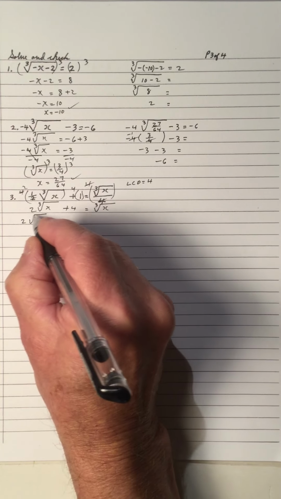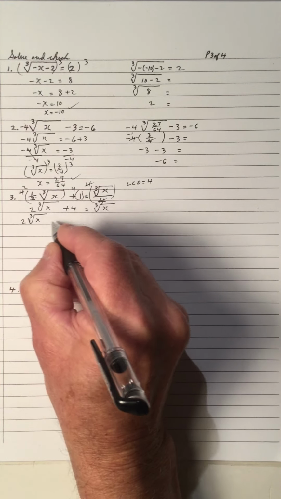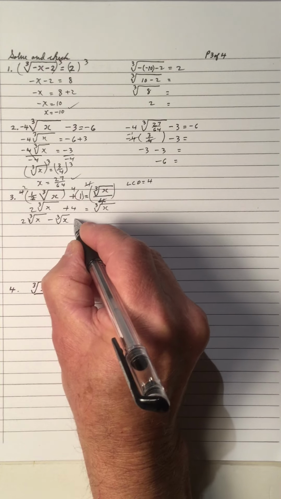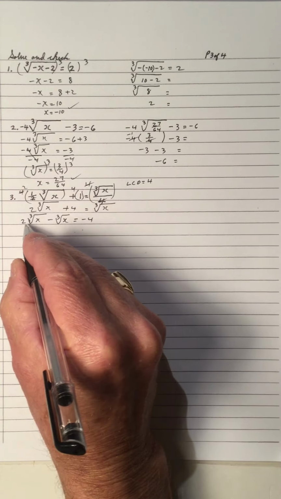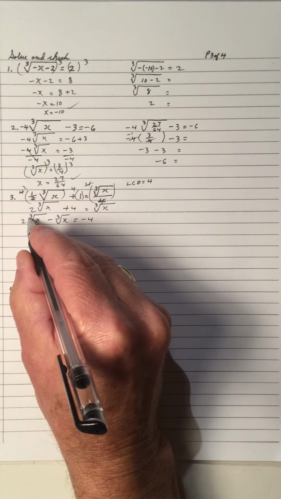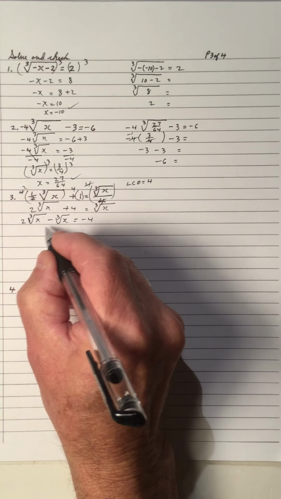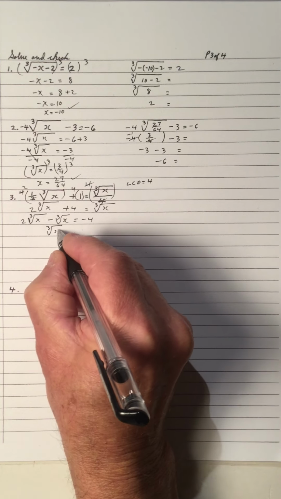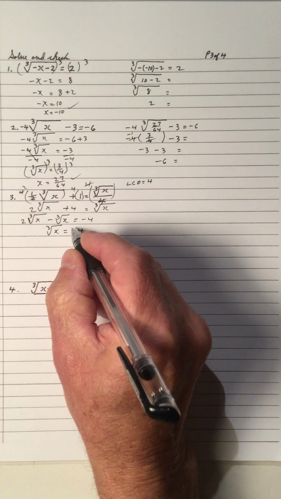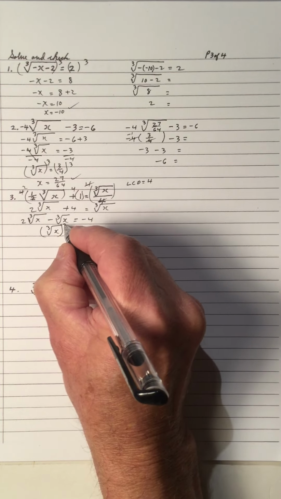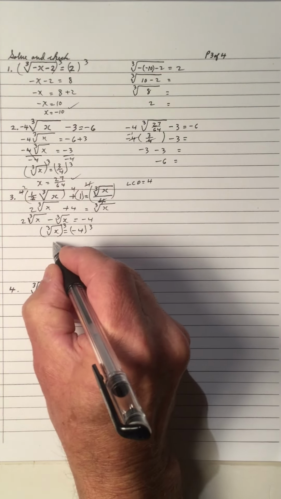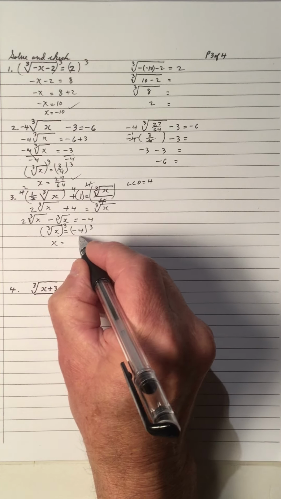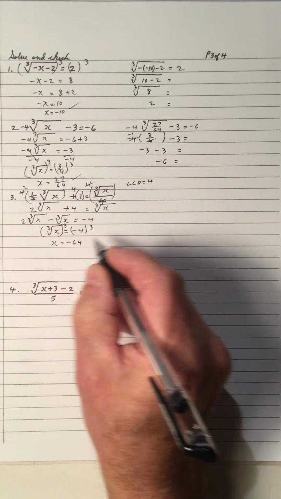So 2 cube root x minus the cube root of x equals negative 4. Notice the two roots have the same radicands, same roots. So 2 subtract 1 is 1. So it's the cube root of x equals negative 4. The root is isolated, so we cube both sides. And that's an x. And negative 4 times negative 4 times negative 4 is negative 64. So let's check it.